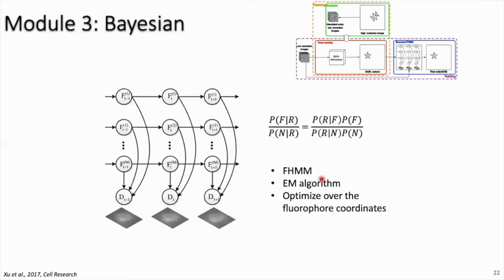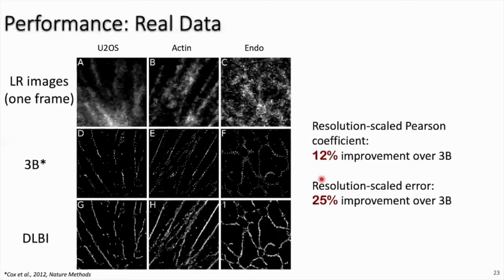Now, how does our method perform? So on the real data, our method can outperform the previous state-of-the-art method, 3B method, both visually and quantitatively. So quantitatively, our method can outperform the 3B method by about 12%.